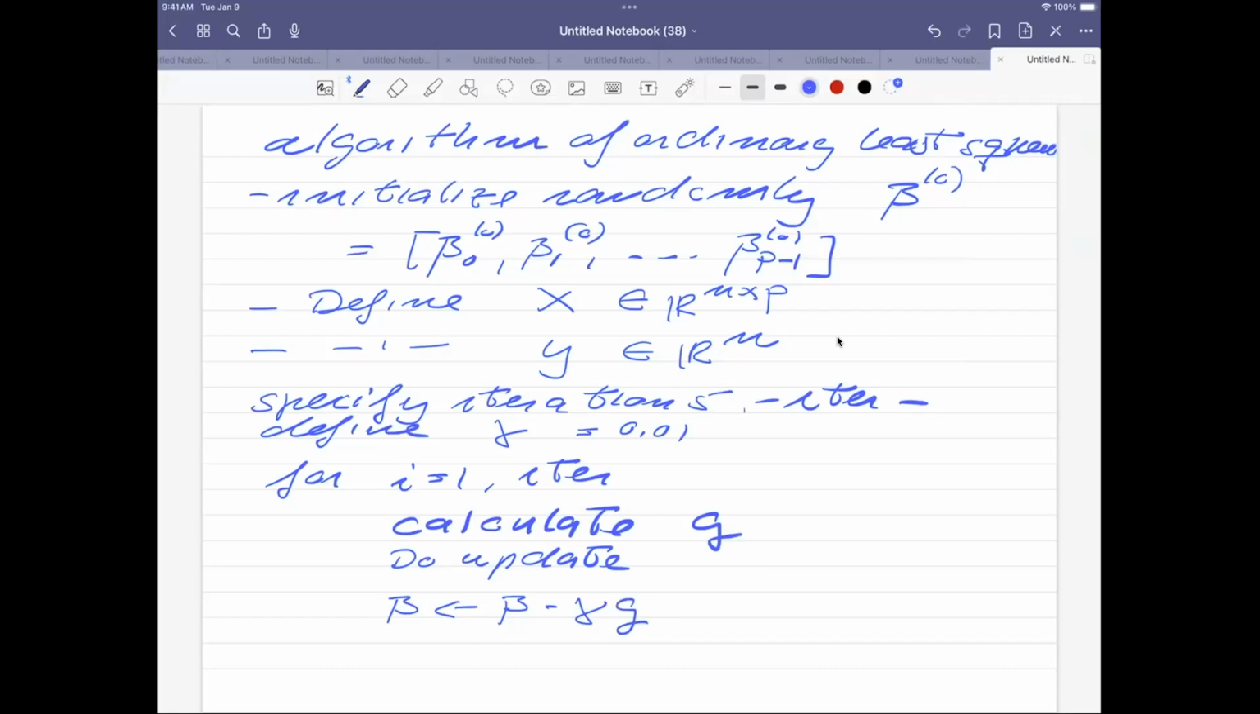Now, you could put in a convergence test. The convergence test could be to stop if the absolute value of beta of n plus 1 minus beta of n is smaller than a specific parameter, then you would stop.